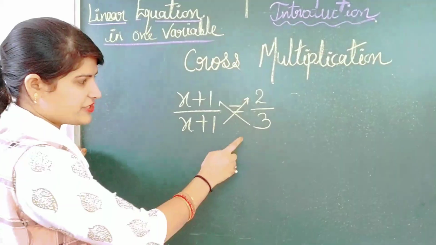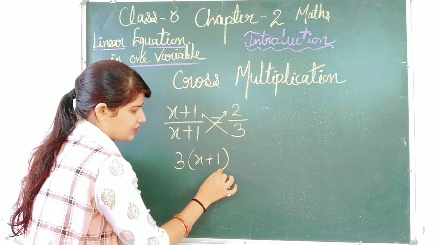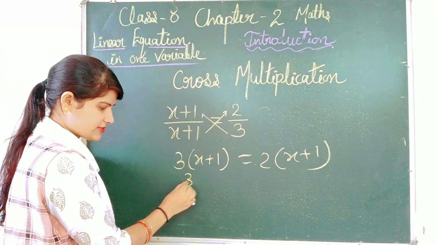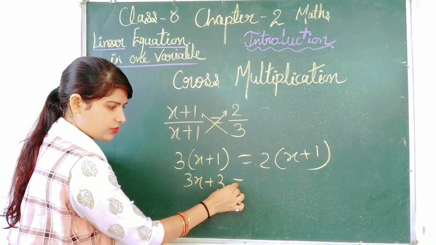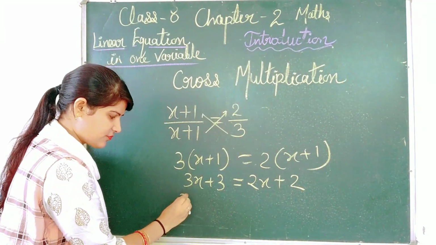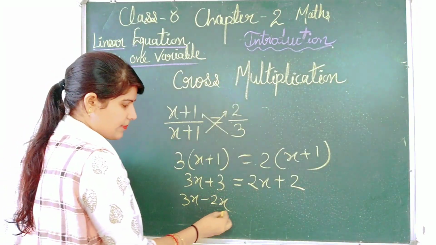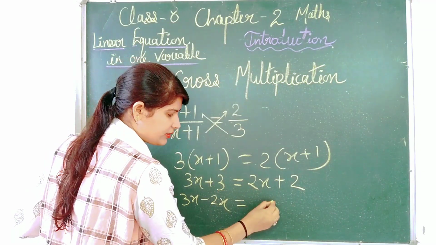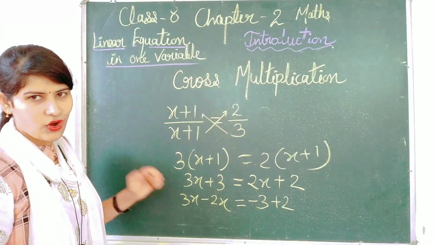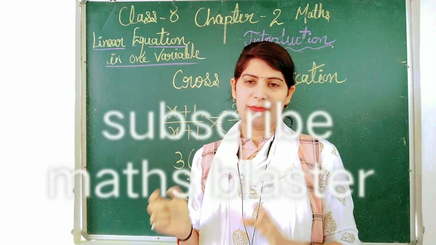This is a cross. Next question. Cross multiplication, so we will get 3 into x plus 1 equal to 2 into x plus 1. Now solve: 3 into x is 3x plus 3 equals 2 into x is 2x plus 2. Now variables on one side, 3x minus 2x, because plus will convert into minus, and on the other side plus 2 is already there, plus 3 will convert into minus 3. Now solve this question. Next we will start the exercise. So solve this concept, learn it carefully.